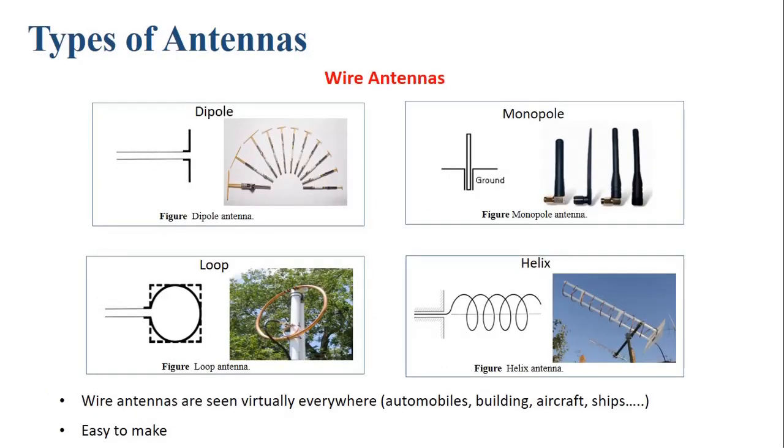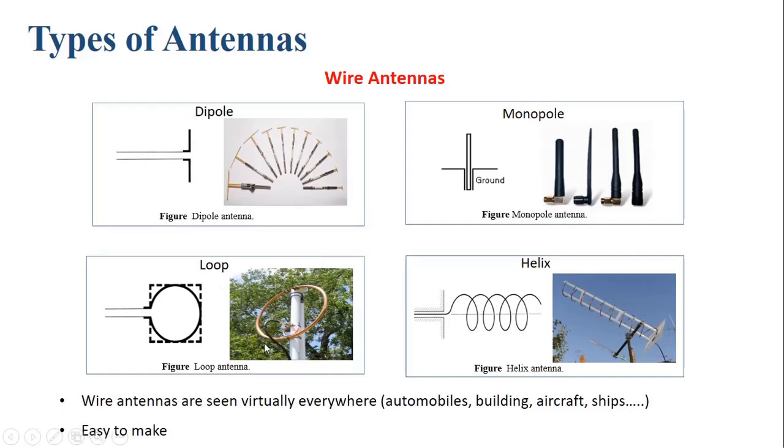Now we will go through different types of antennas. The first type of antenna is the wire antenna. On the slide you can see the different wire antennas. You might have seen these wire antennas virtually everywhere on automobiles, buildings, spacecraft, ships, etc. The different types of wire antennas are the dipole antenna, monopole antenna, and loop antenna.